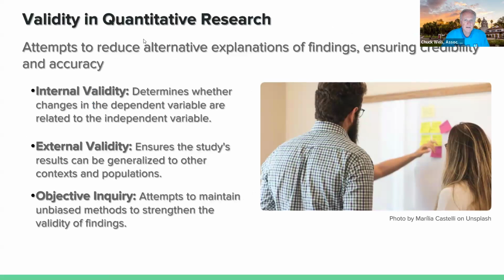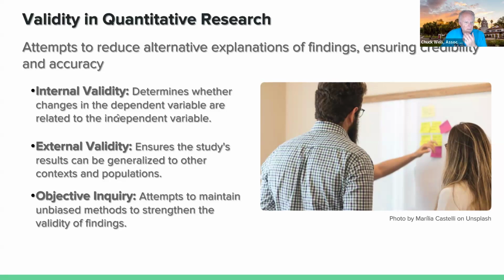The validity of quantitative research is what's important too. We're trying to reduce alternative explanations of the findings and insert credibility and accuracy when doing quantitative research. And there's two kinds of validity. One is internal, which is basically determining whether the changes in the dependent variables are related to the independent variables. And I'll talk more about those two terms in a moment. And then there's external validity, and that's whether or not it's generalizable to other contexts and populations.